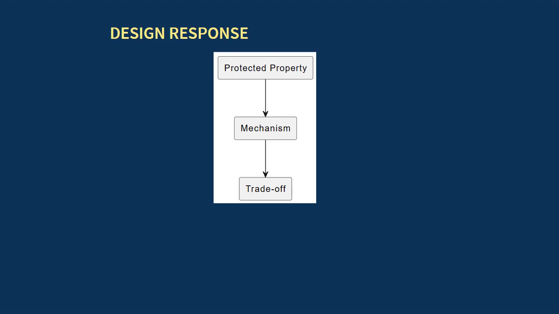For a strong design response, we protect the property of system integrity. We implement mechanisms that introduce trade-offs, such as reduced peak throughput, which might delay processing in exchange for better recovery options. How do we assess if the trade-off is worth it? We compare the recovery benefits against potential disruptions and prioritize designs that maintain system integrity even under stress.